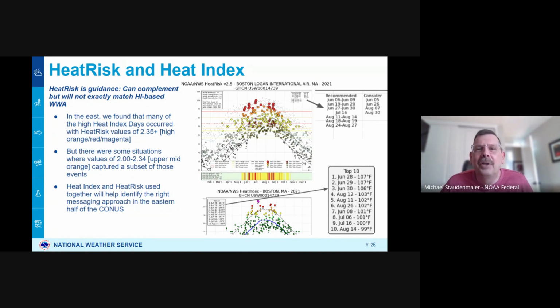So I'll leave it up to you to cross-reference the two, but heat risk has the majority of dates of observed high heat index within its recommendation and considered date ranges. While we picked this one example to show you, we observe this type of relationship generally at the other 20 Eastern US sites that we used for this development activity in 2022.